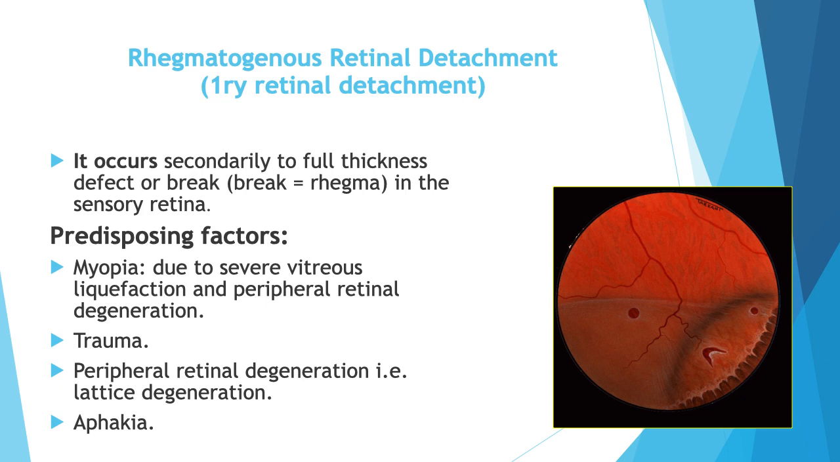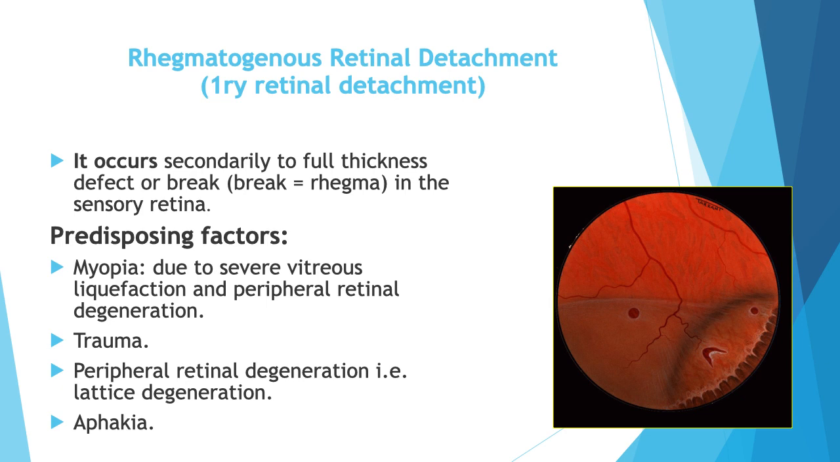So let's start with rhegmatogenous retinal detachment, or primary retinal detachment. It occurs secondary to a full thickness defect or break in the retina, and that's where the nomenclature comes from. Rhegma is a break in the sensory retina. As we can see here, this is a rounded break, or what we call a hole. There is a horseshoe break, which we call a horseshoe tear. So the tear can be of different types and shapes, and it is almost always present in the periphery, and fluid starts to come in, elevating the retina.